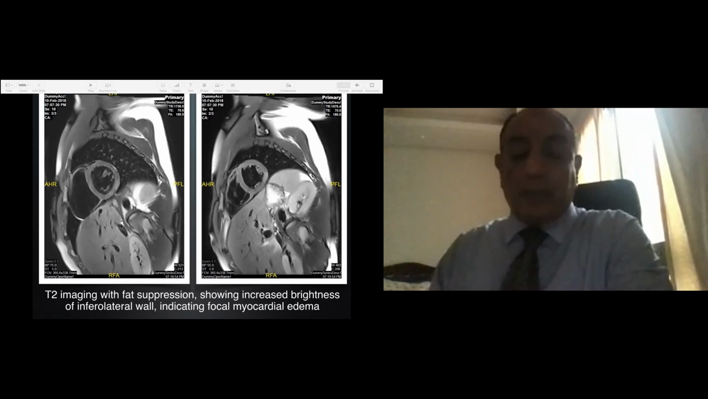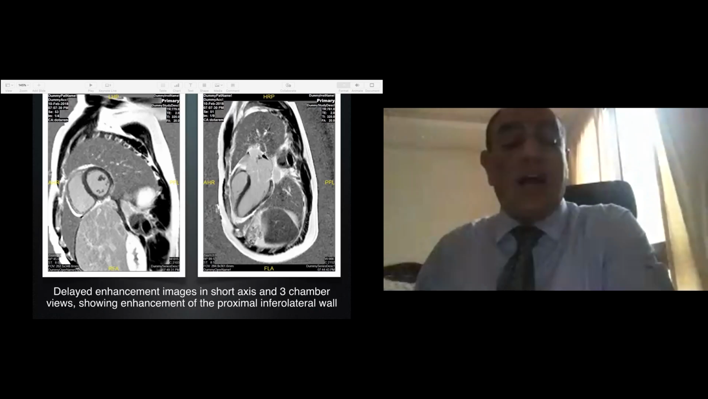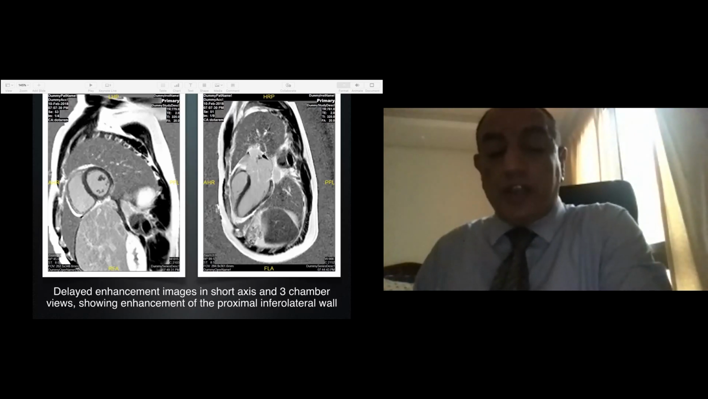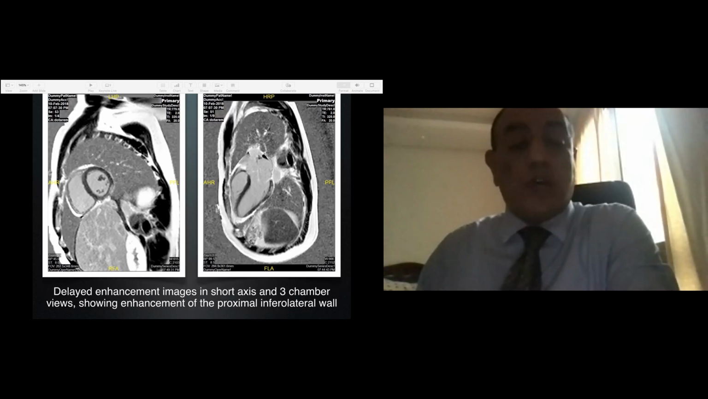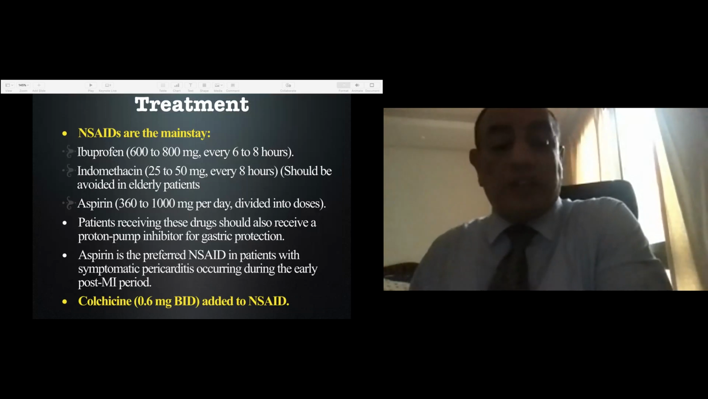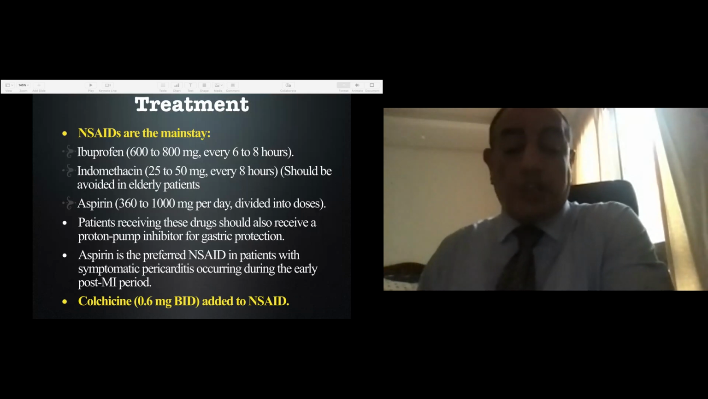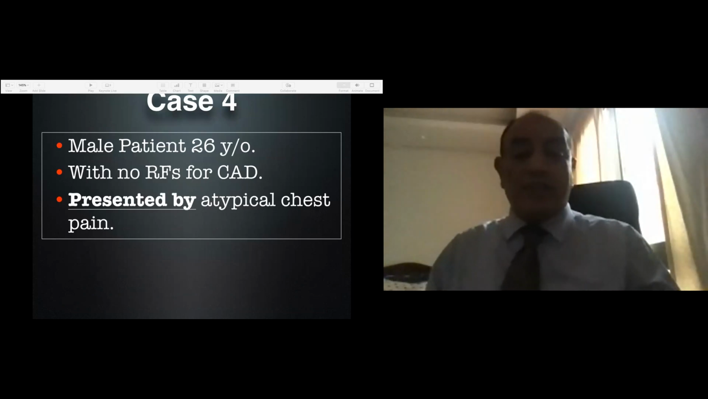T2 image with fat suppression edema image showed increased brightness of the inferolateral wall, indicating focal myocardial edema, which indicating myocarditis, and delayed enhancement showed increase in the short axis and three-chamber view showing enhancements of the proximal inferolateral wall, indicating acute inferolateral focal perimyocarditis. Treatment as usual, non-steroidal anti-inflammatory drug in the form of ibuprofen in usual dose, colchicine and BBI, and the patient showed dramatic response.